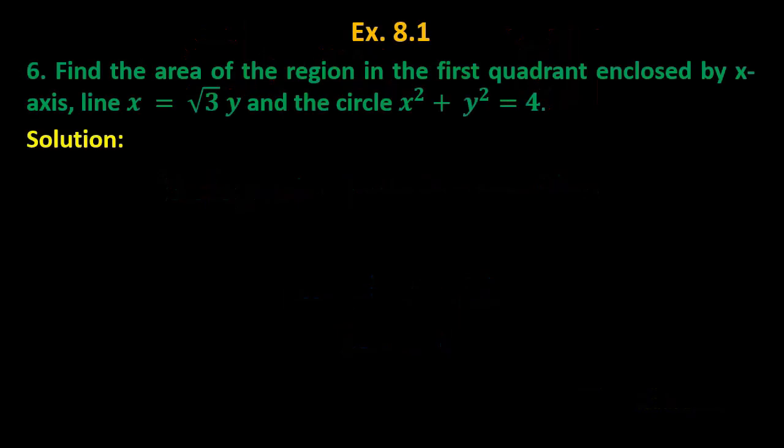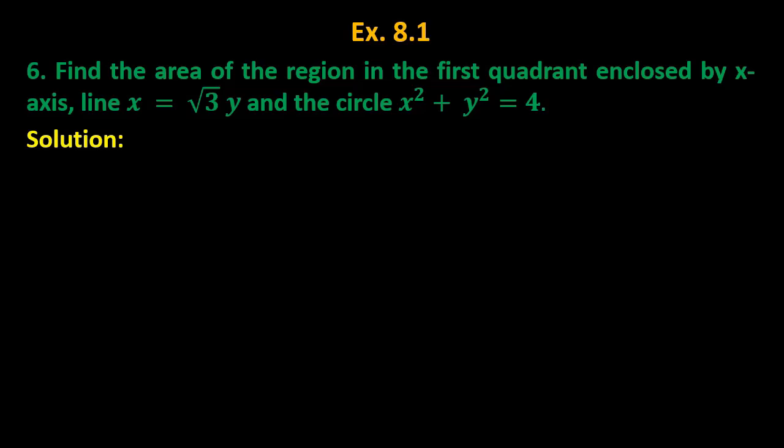In this video, we'll solve more questions from exercise 8.1. So here I have taken question number 6. Up to question number 5, you have already done. Question number 6 is: find the area of the region in the first quadrant enclosed by the x-axis, the line x equals root 3y, and the circle x square plus y square equals 4.